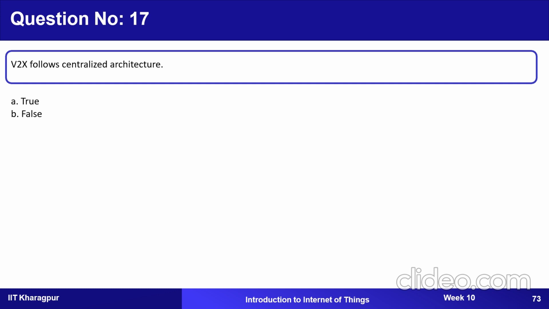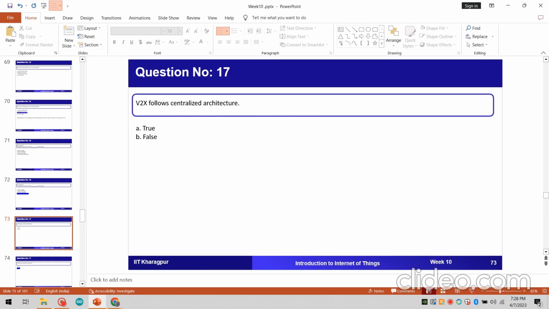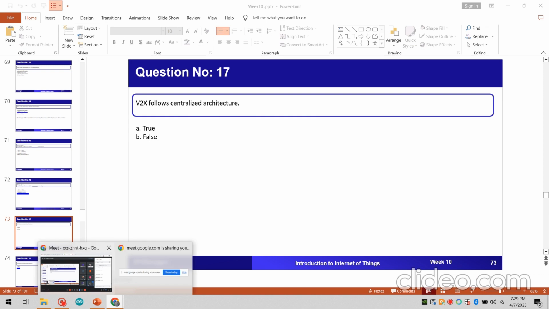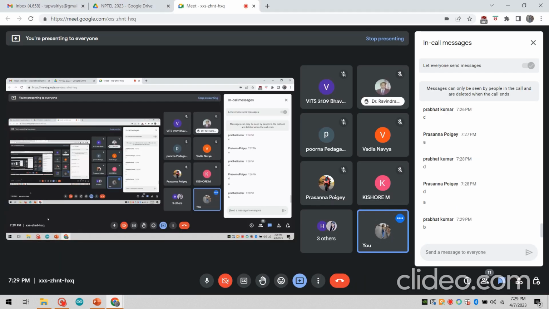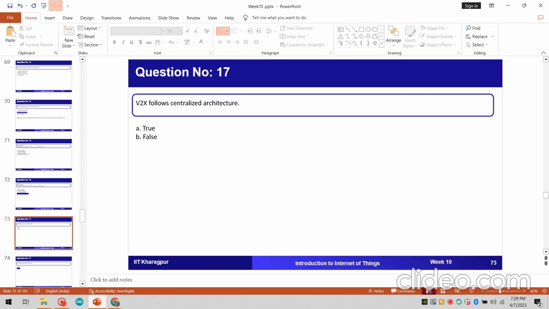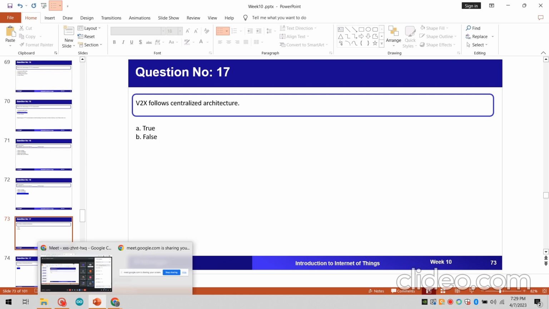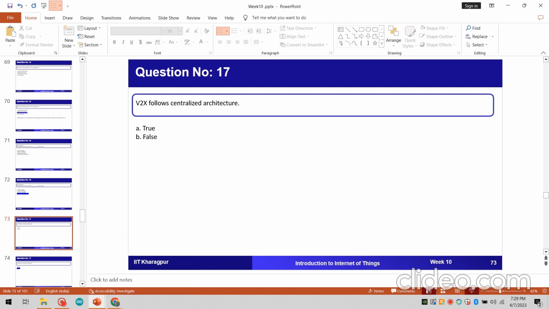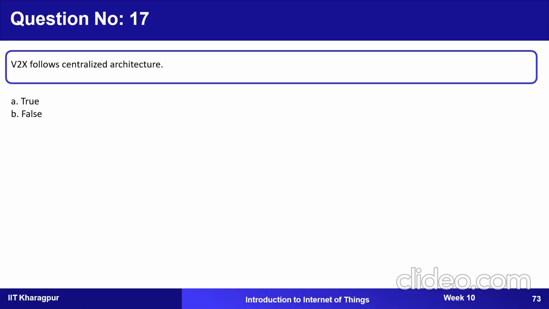Next question is, V2X follows centralized architecture. Is this statement true or false? B. V2X follows centralized architecture. Statement is true or false?